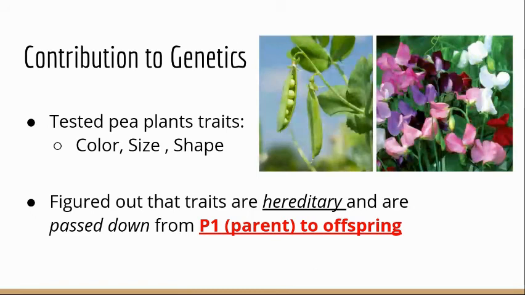So what he did is he tested pea plants. He essentially took a mom and a dad pea plant and made them have babies. He did this multiple times to see how different traits like color, size, shape show up in those offspring. He figured out that traits are indeed hereditary and are passed down from parent to offspring, something that we just deem as common knowledge now was a huge realization 1,000 years ago.